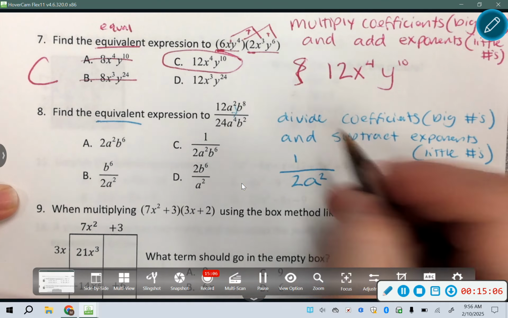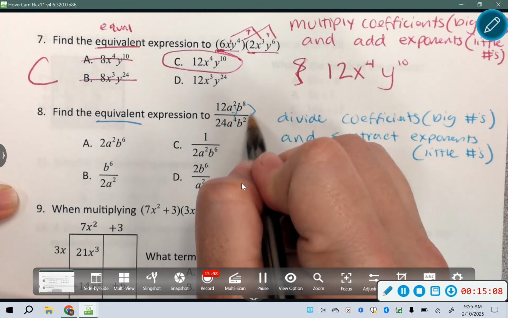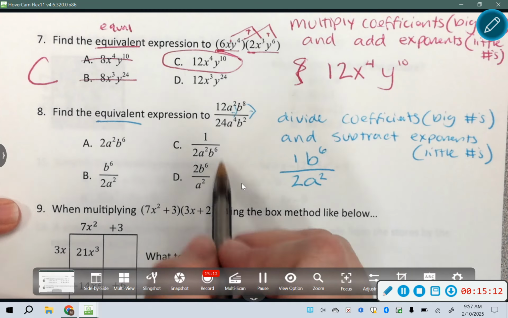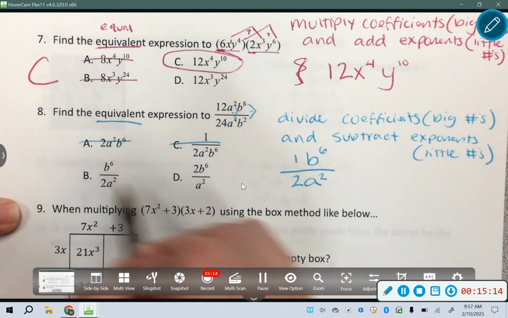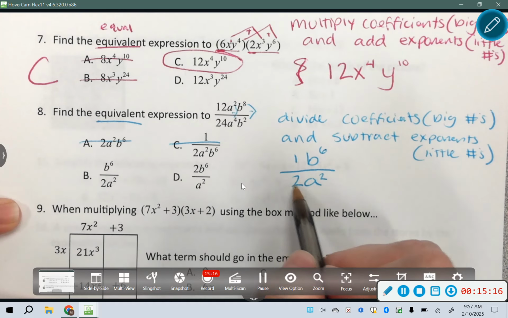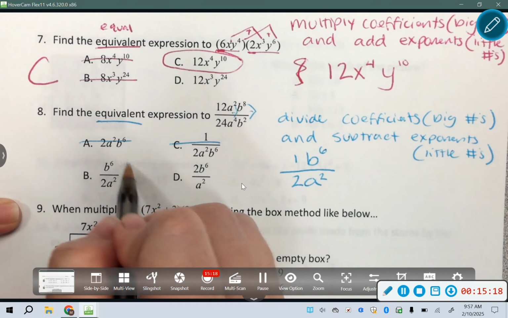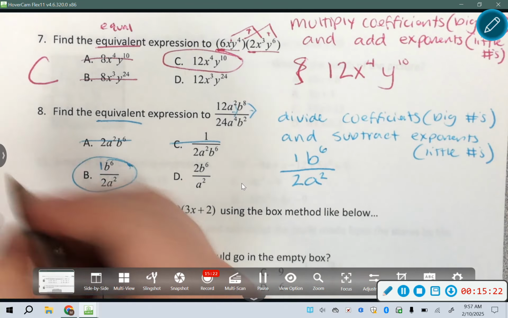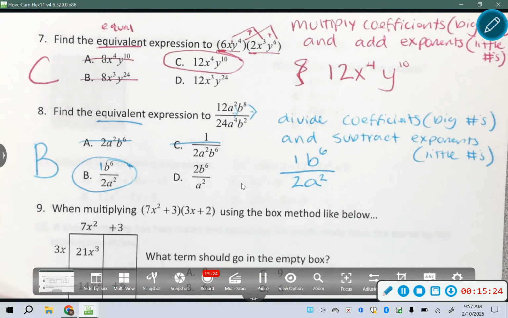Here, where do I have more b's? I have more b's on top. 8 minus 2 is 6. So I have b to the 6th on top, which would be either b or d. And then I have 2a squared on bottom. So b is my answer, because remember that 1 up front is optional. So b is my answer.